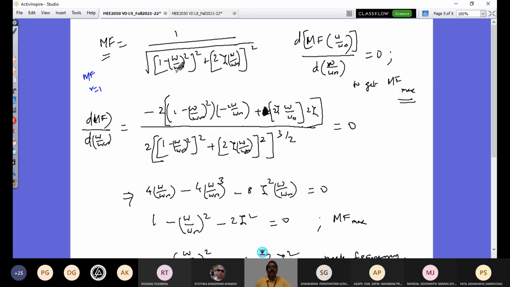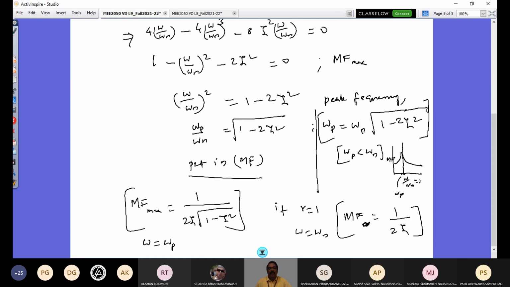So from this function, it's clear that MF when R is equal to 1, that means excitation frequency same as the resonance frequency, is 1 by 2 zeta only, because this term is 0 and this is 1. But the actual peak is not this value. So 1 by 2 zeta is not the maximum value. The peak is skewed to the left of your R is equal to 1 line. So this is all to be understood and remembered.